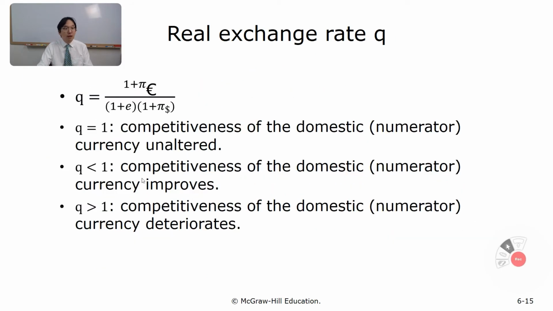Q is defined in this way, the real exchange rate. If Q is 1, the competitiveness of the domestic currency, or numerator currency, is unaltered. If Q is less than 1, the competitiveness of the domestic currency or numerator currency improves. If it is bigger than 1, just like the case I showed you before, the competitiveness of the domestic currency, the numerator currency, deteriorates.